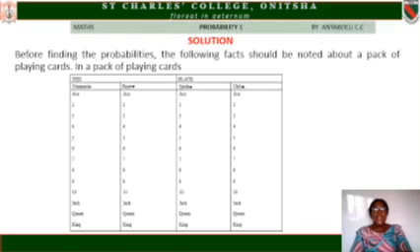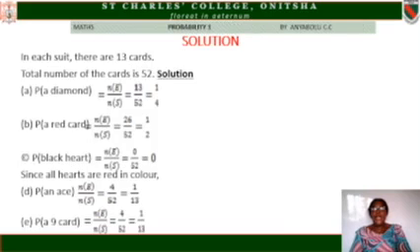Each suit has an ace of diamond, ace of heart, ace of spade, ace of club. Then for each of them, we have 2, 3, 4, 5, 6, 7, 8, 9, 10. We have jack, queen, and king in each of that. So each of them is 13 in number. In each suit, there are 13 cards. Total number of the cards is 52.